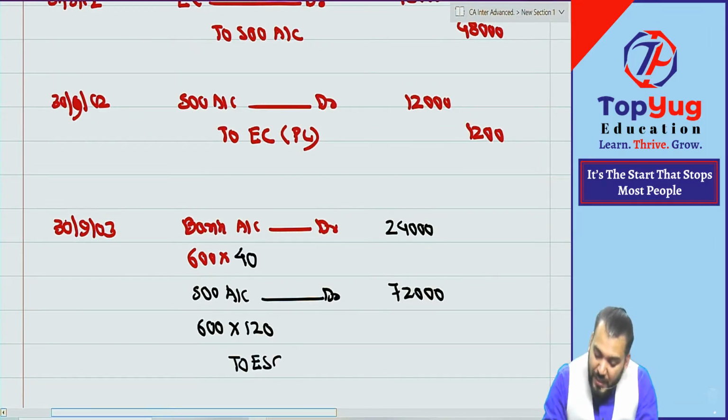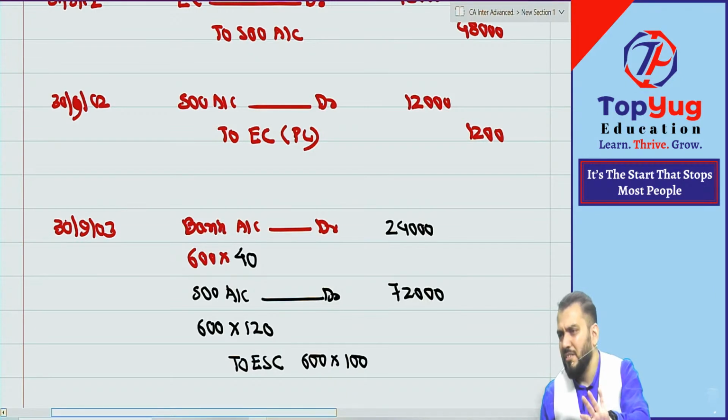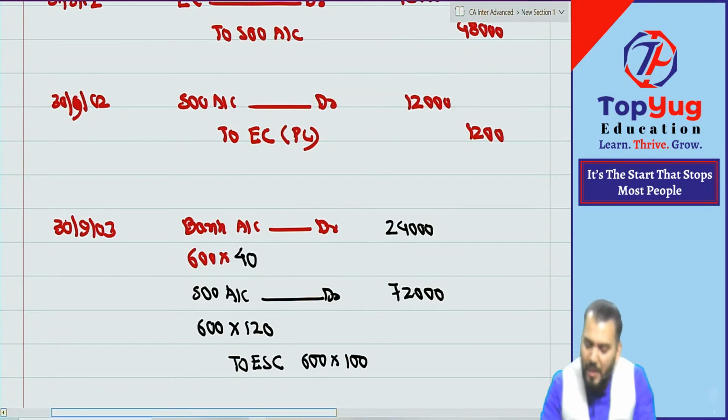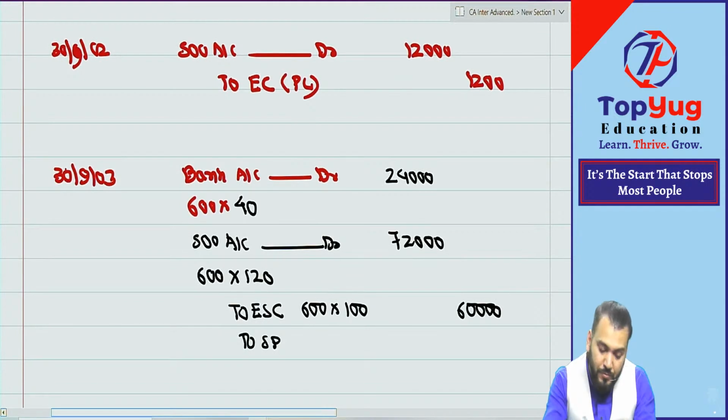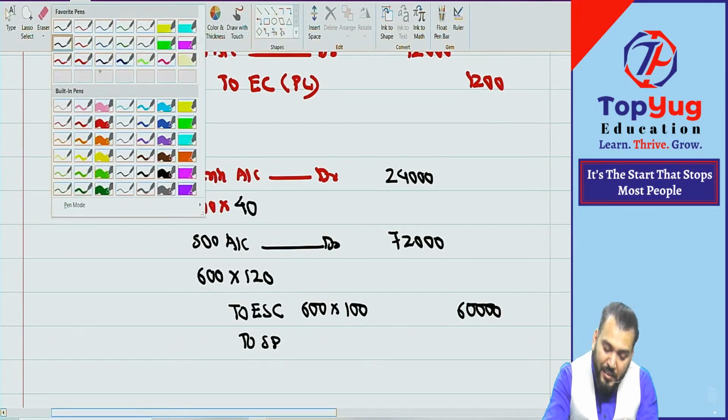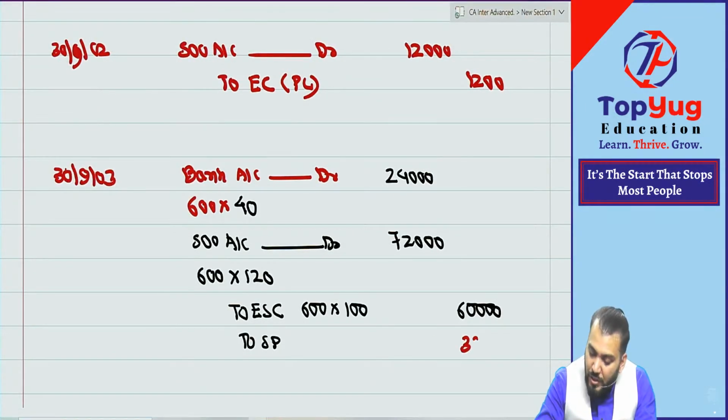To equity share capital, 600 into what? We have taken the assumption of 100. You can assume 10 also. That depends upon what assumption you are taking in the exam hall. So we have assumed 100. It is 60,000. And to securities premium, the balancing figure. How much? 36,000.